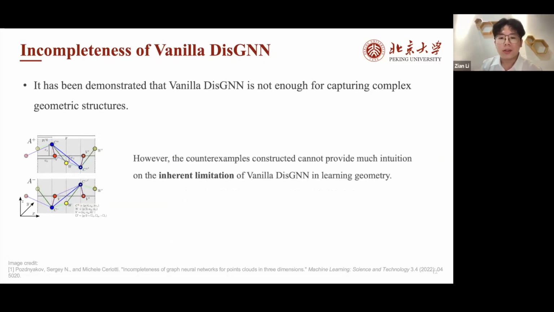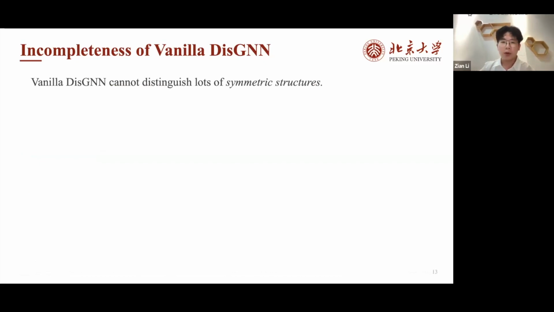However, the counterexamples constructed by this work cannot provide much intuition on the inherent limitation of vanilla DisGNN, because these counterexamples are just very well designed, and they do not say exactly what kind of graphs cannot be distinguished by vanilla DisGNN, and what exactly the structure cannot be captured by them. It is the first contribution of our work that we show vanilla DisGNN cannot distinguish lots of symmetric structures. So they have an inherent limitation in capturing symmetric configurations.